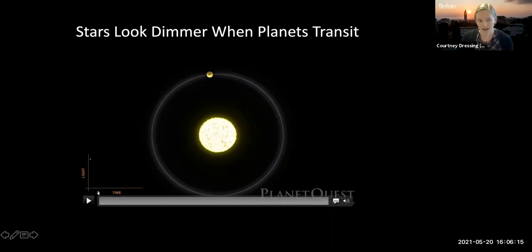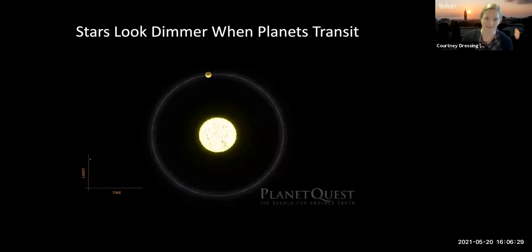So we'll see the planet cross in front of the disk of the star. We'll also keep track in the lower left here of how much light we see from the star versus time. When the planet is not blocking the star, we'll have a constant amount up here. But when the planet crosses in front of the star, the amount of light will decrease. So let's see what happens.